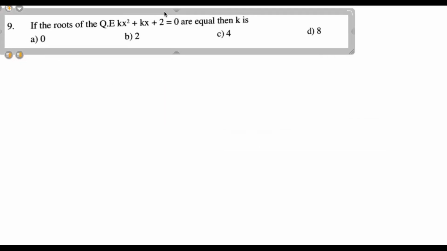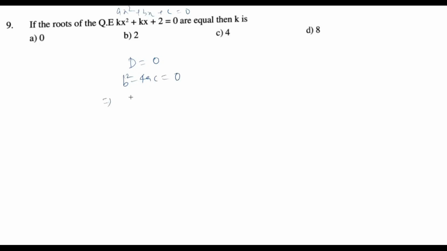The roots of this quadratic equation are equal. If the roots are equal, then this means that D is 0. D is 0, so you have to compare it with ax square plus bx plus c equals 0. So D is what? b square minus 4ac is equal to 0.